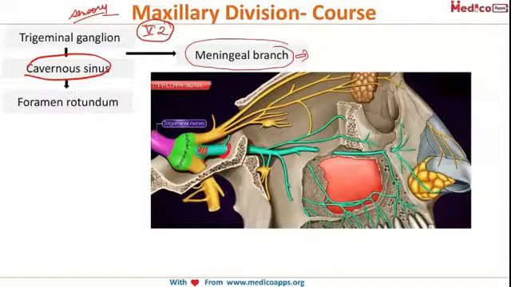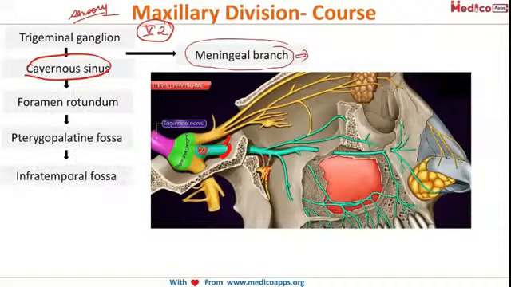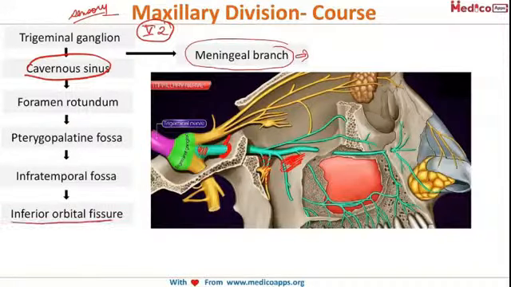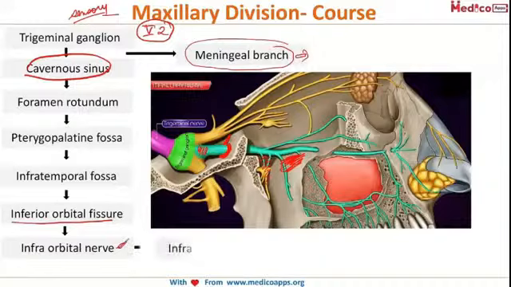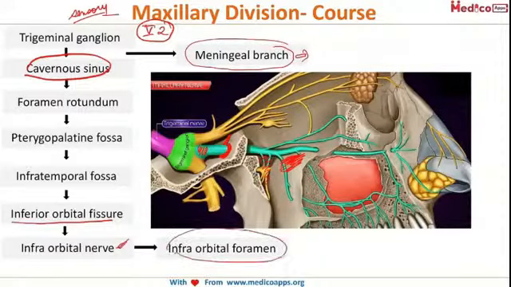So this is the foramen rotundum here, and this is the meningeal branch that it gave out, and from there it enters the pterygopalatine fossa. So this area here is the pterygopalatine fossa, and from there it reaches the infratemporal fossa. Okay, so this area will be in the infratemporal region, and from there it enters the orbit through the inferior orbital fissure. That is, it enters the floor of the orbit. It runs along the inferior orbital canal as the infraorbital nerve, and from there it exits the skull through the infraorbital foramen and gives out its terminal branches.